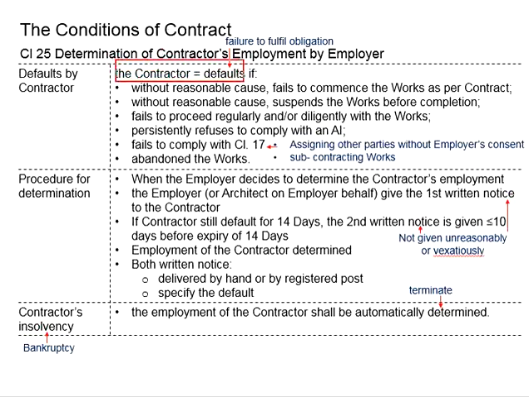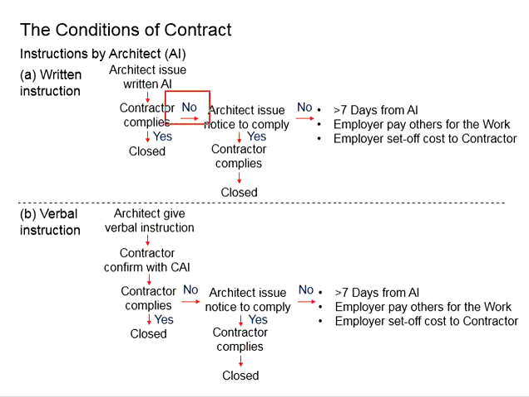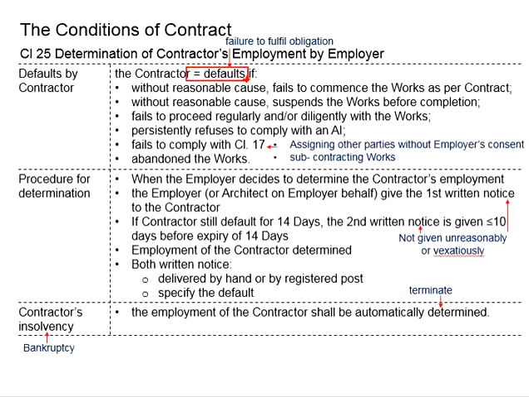A contractor can also default if he consistently refuses to comply with an architect's instruction. That means he does not want to follow the instructions of the architect. You know that based on clause number 2, the contractor is required to comply with all the architect's instructions. If the contractor does not comply, the architect will need to issue a notice requesting the contractor to comply. And if the contractor chooses not to comply again, this constitutes a default.